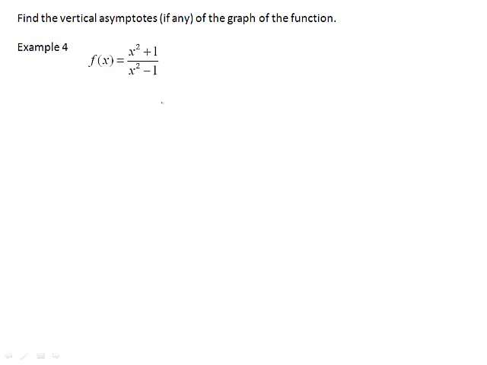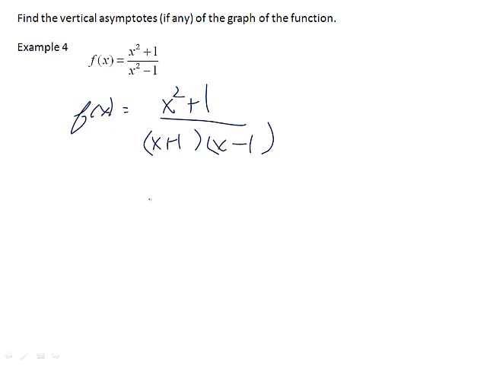All right, there's a couple ways to do this one. Instinct tells you to do what with it? Factor it. Can I factor the numerator? No, it's a sum of squares. We can't factor a sum of squares. So the denominator, what does that factor into? X plus 1, x minus 1.